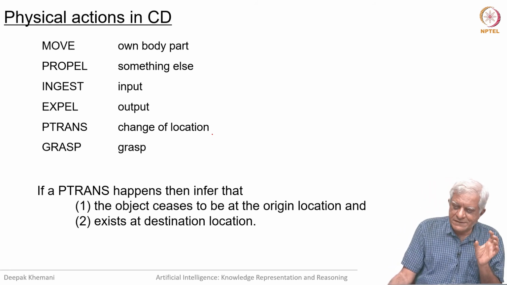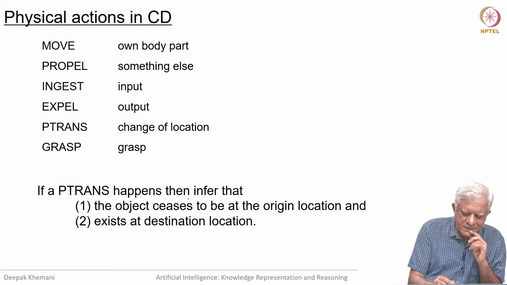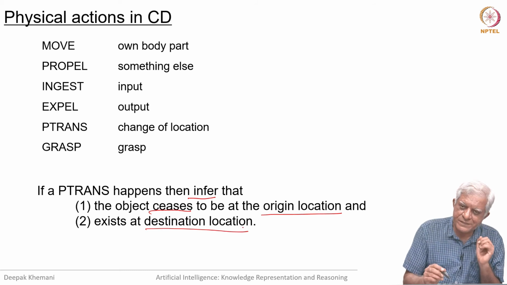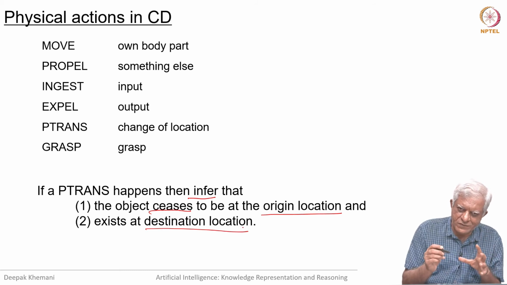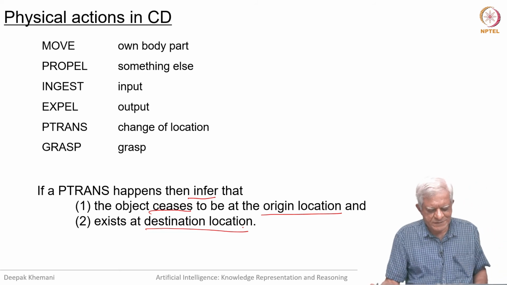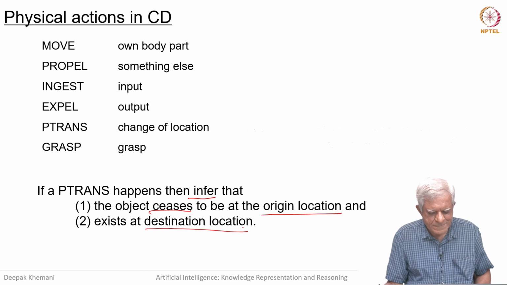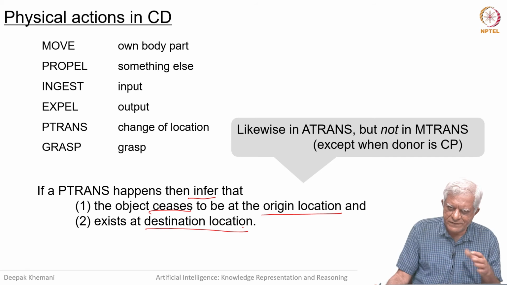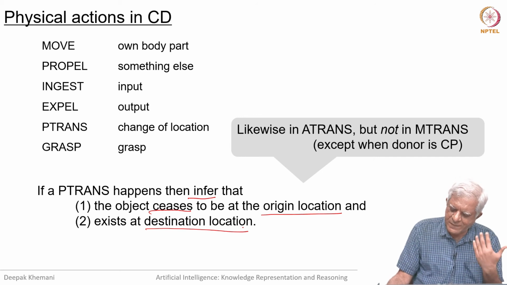If a P-trans happens, then you should infer that the object ceases to be at the origin location and exists at the destination location. So, this is the kind of inference you should do when you see P-trans essentially. Likewise, for A-trans, if I give you the book, then you have the book, but not in M-trans. If I tell you something, that formula is in your head also, in my head also.